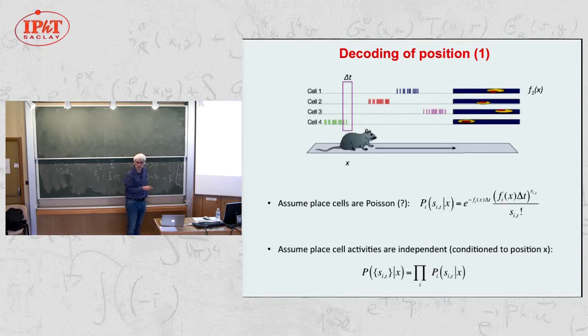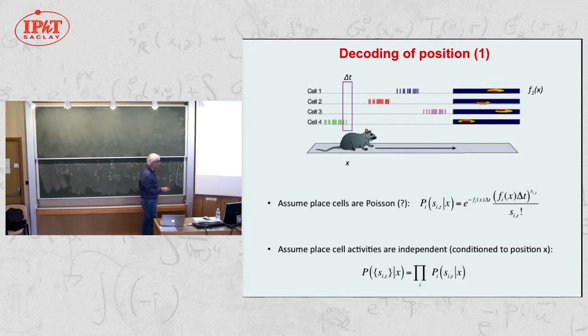Now, first of all, there is no reason why this is true, that it's a Poisson law, and there is some evidence that it's not Poisson. I'll come back to that, but this is a reasonable model. It's a simple model, at least. Then the second step is to assume, for instance, that the place cell activities are independent from each other, which is another assumption that can be strongly criticized.